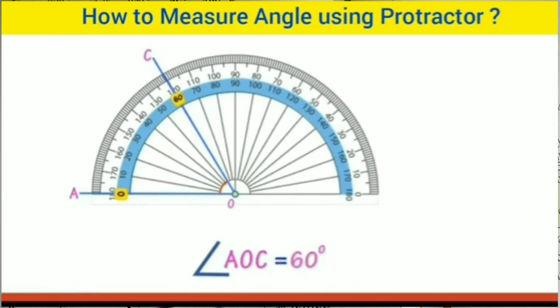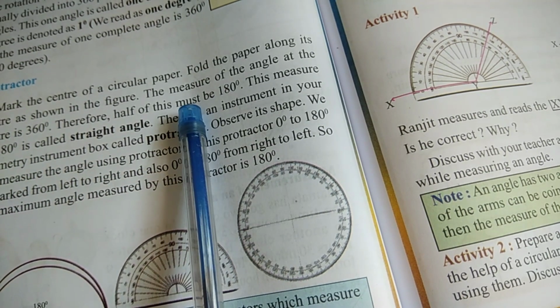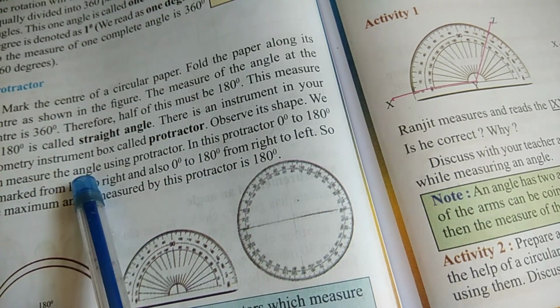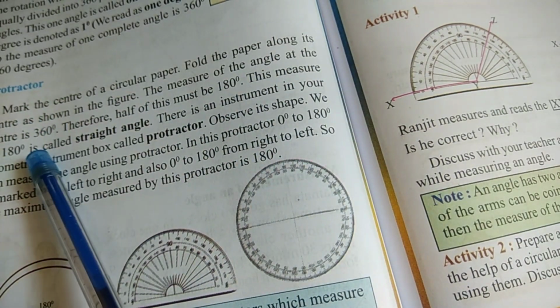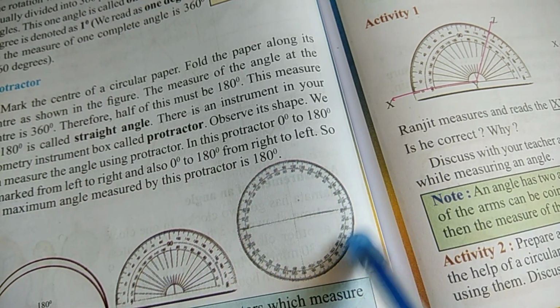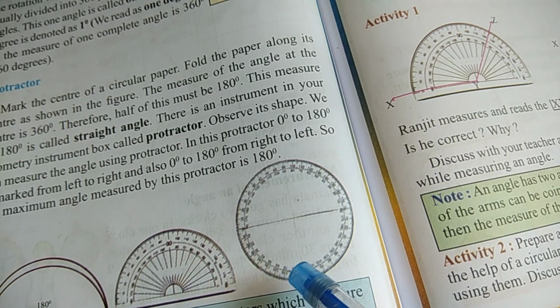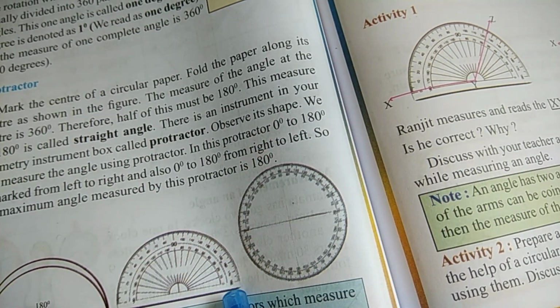Yes, now we will get a clear idea about the protractor. According to that explanation, in your textbook you see, mark the center. Here they have given this protractor, this is the center, no? They told us to take a circular paper and fold the paper along its center. The measure of an angle can be 360 degree and 180 degree. If the paper is full, it will measure 360 degree. If you fold that one, it becomes 180 degree.